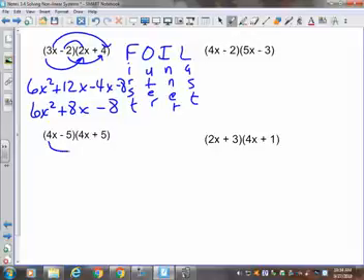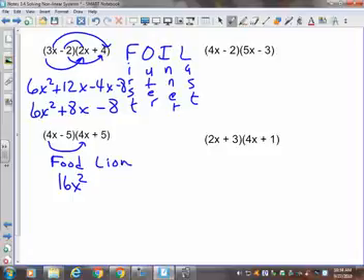I call that FOOD line because you only have to do first, which is 16x squared, and last, which is negative 25. That's why I call it FOOD line instead of FOIL, because that shortens it: you don't have to do the outer and the inner, you just do first and last. So that's a little quicker, but you don't see that as often as you'll see doing the whole FOIL process with what I'm about to show you.